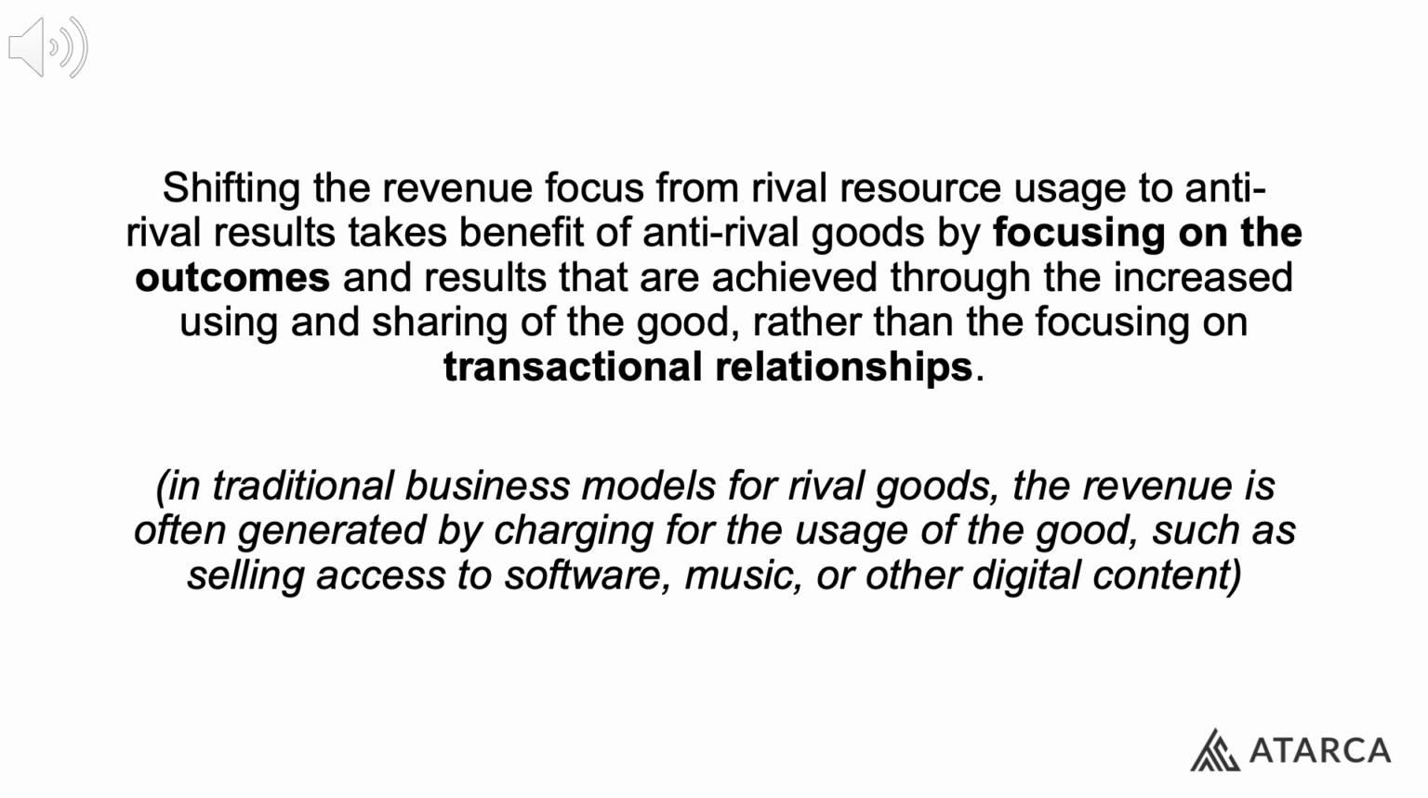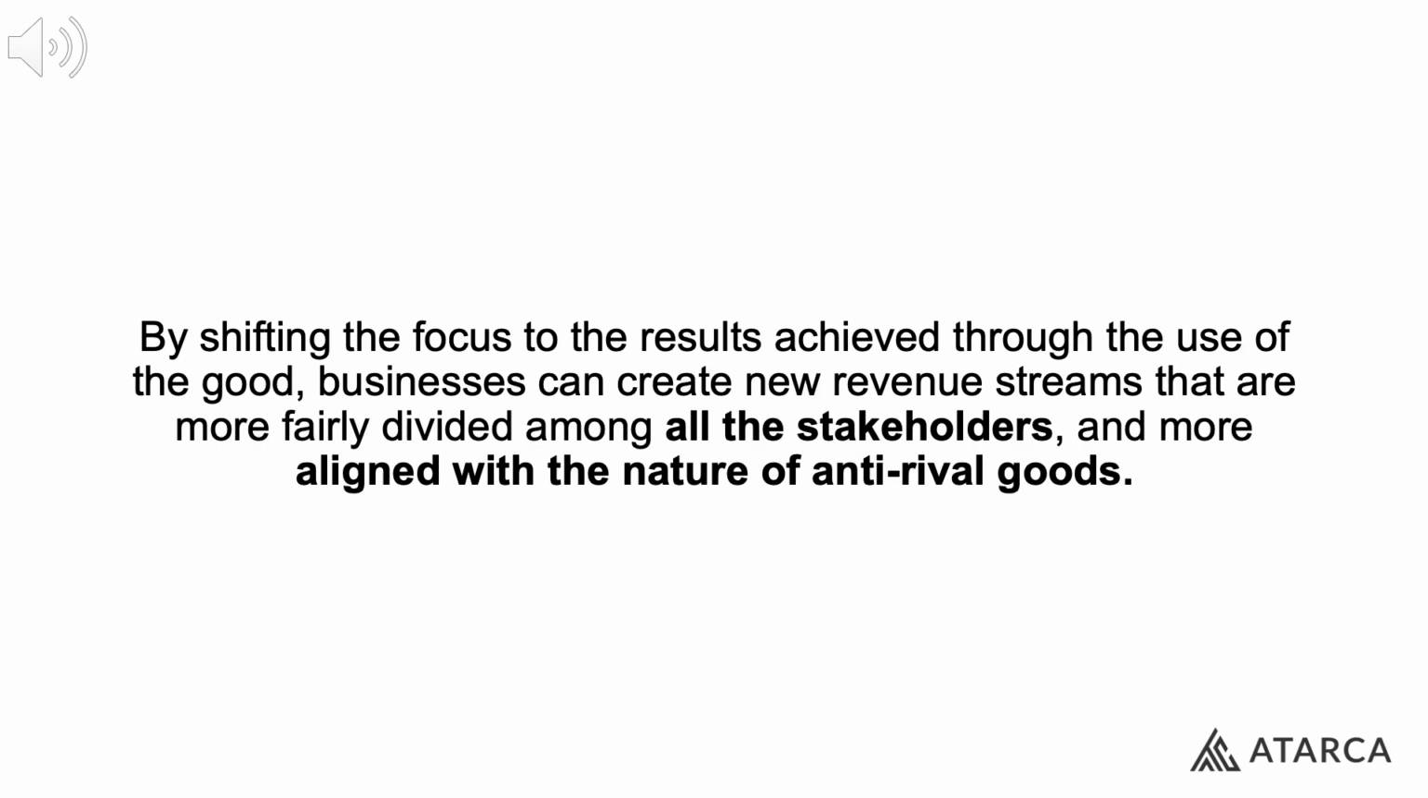Shifting the revenue focus from rival resource usage to anti-rival results takes advantage of anti-rival goods by focusing on the outcomes and results that are achieved through the increased use and sharing of the good, rather than focusing on transactional relationships. In traditional business models for rival goods, the revenue is often generated by charging for the usage of the good, such as selling access to software, music, or other digital content. By shifting the focus to the results achieved through the use of the good, businesses can create new revenue streams that are more fairly divided among all the stakeholders and more aligned with the nature of anti-rival goods.